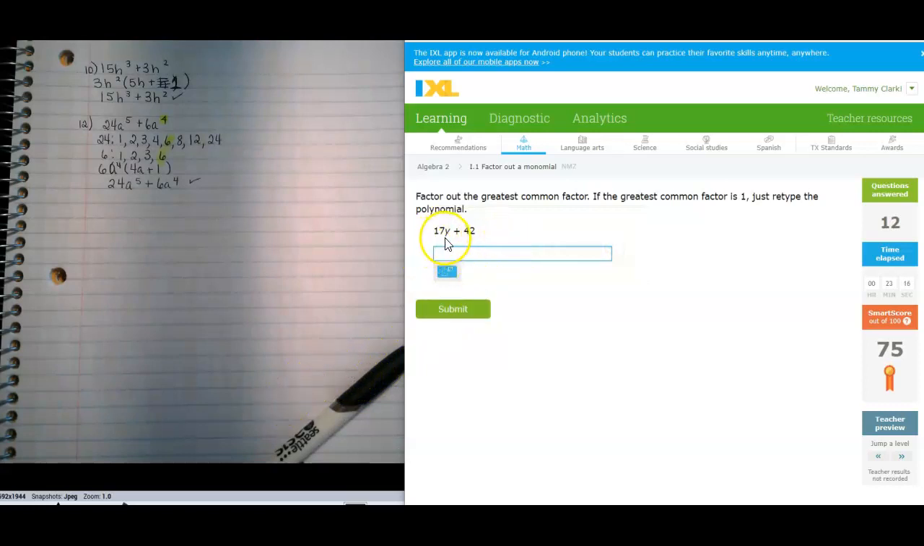Then we've got 17y plus 42. Well, 17 again is a prime number. So 1 times 17 gives us 17, but there's no other numbers that we can think of that go into 17 evenly. So we're just going to retype this.